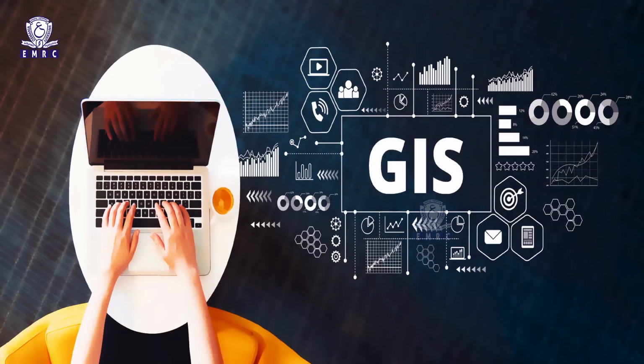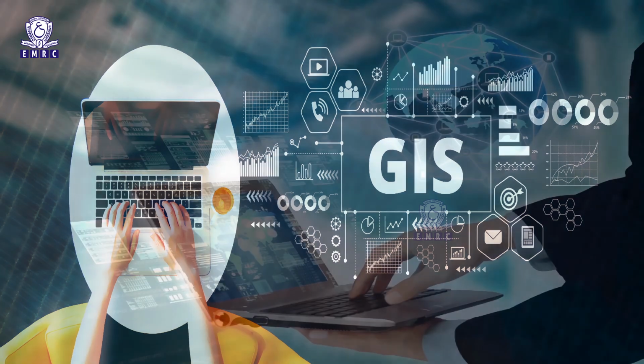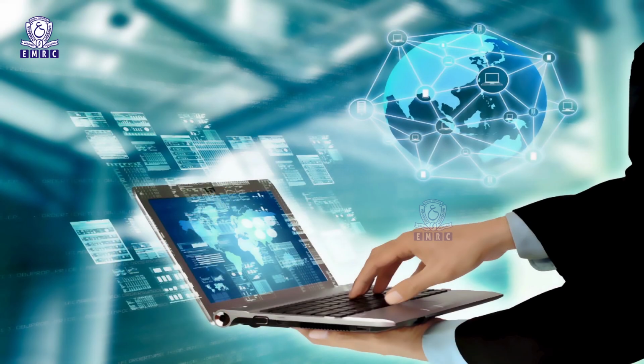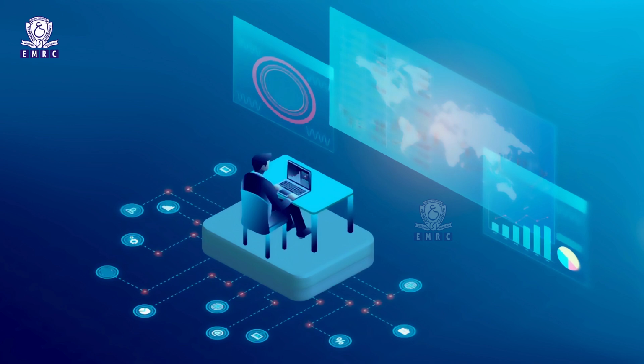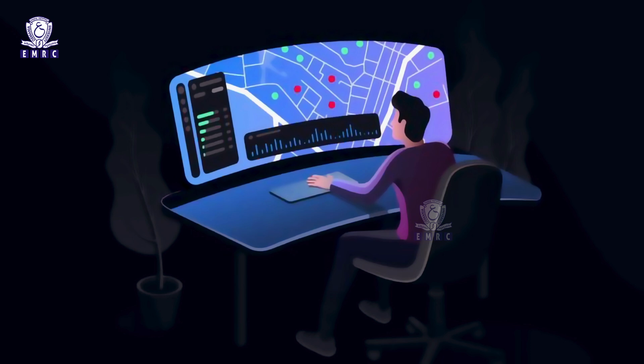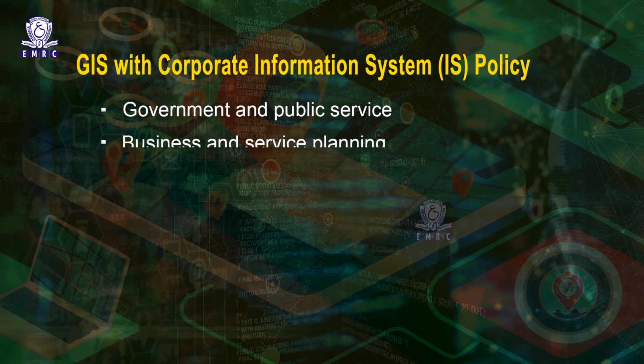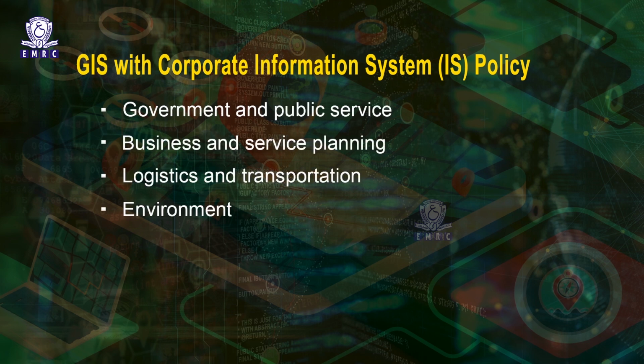This is a somewhat rough and ready classification, however, because the applications of some agencies, such as utilities, fall into more than one class. Many applications involve use of GIS by a large number of people. Once a GIS application becomes established within an organization, usage often spreads widely. Integration of GIS with the corporate information system policy and with forward planning policy is an essential prerequisite for success in many organizations. Government and public service, business and service planning, logistics and transportation, environment.